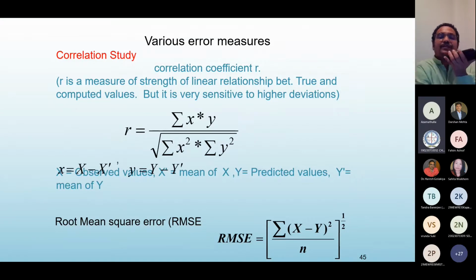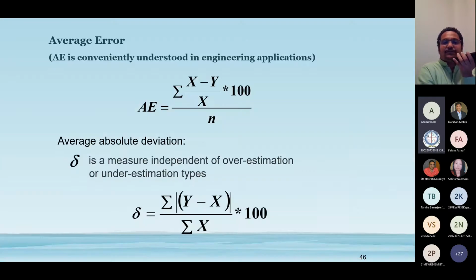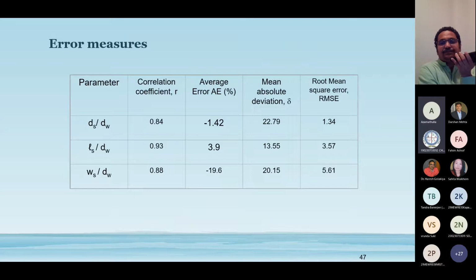Any models, regression models, anything, you have to have some error measures before you generalize. Here, correlation coefficient, which is very sensitive, a linear relation between observed scour depth and predicted one, and also root mean square error. Next. So average error and average absolute deviation. These four error measures I have considered here to judge whether the regression model is okay or not. Okay, next slide, please.